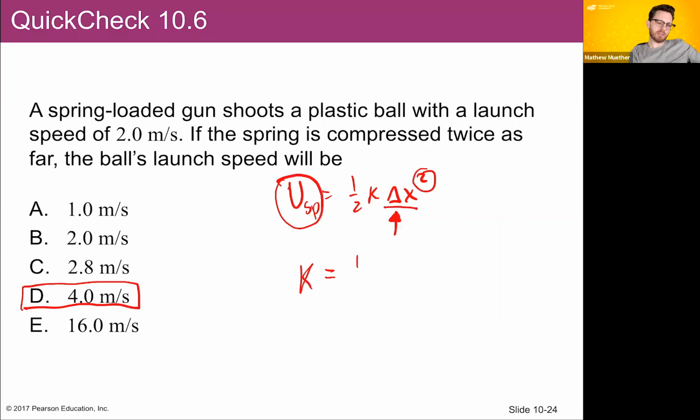My kinetic energy equals 1/2 mv squared. If the initial potential energy goes up by a factor of 4, that means by the time the ball launches, its kinetic energy should also be up by a factor of 4. But it asks about the ball's launch speed. How do I increase the kinetic energy by a factor of 4? Well, I have to double the speed because it's also being squared. So the answer here is that I have to double the speed.